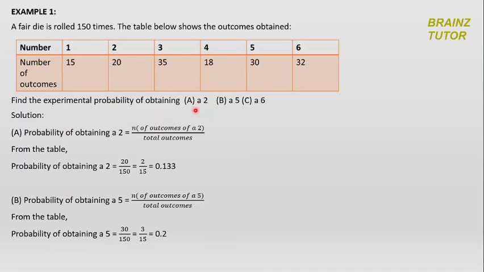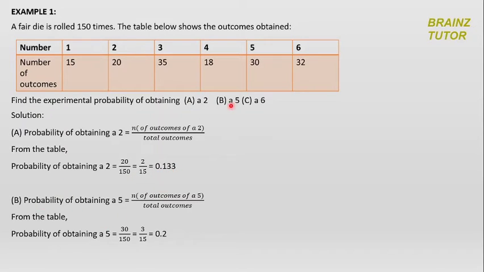So the probability of obtaining a 2 is simply the number of times 2 occurred, which is 20 times, to the total number of times in which this experiment was performed, which was 150. And that is what we have here. So the probability of obtaining a 2 is the number of times 2 occurred to the total number of times the experiment was performed. And when you break it down, you get 0.133.